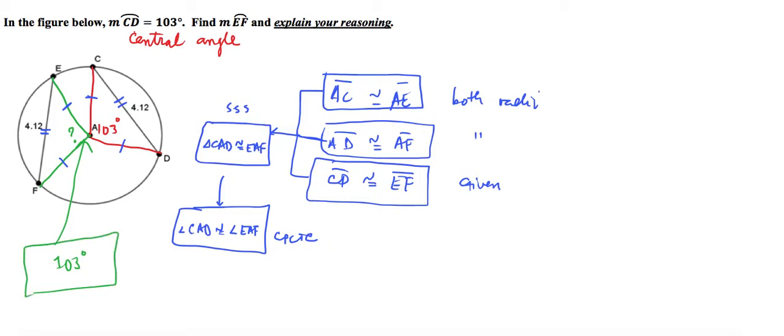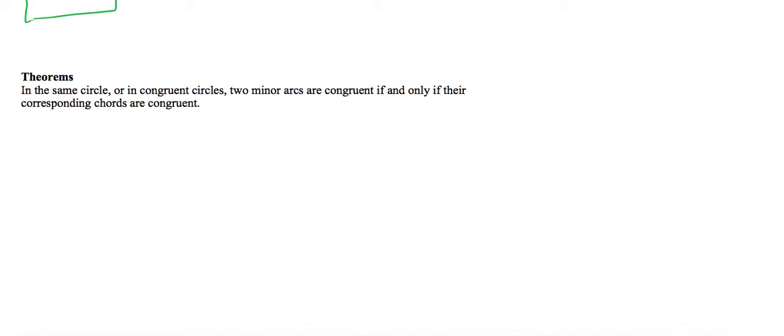Now maybe you want to jump to that conclusion right at the beginning, but it is really important to flesh out all of the details here. Okay? Because otherwise we don't really know, we're just sort of making wild, blind guesses. So now this leads me to a theorem. In the same circle or in congruent circles, two minor arcs are congruent if and only if their corresponding chords are congruent.